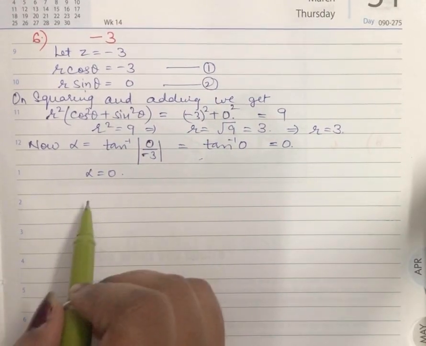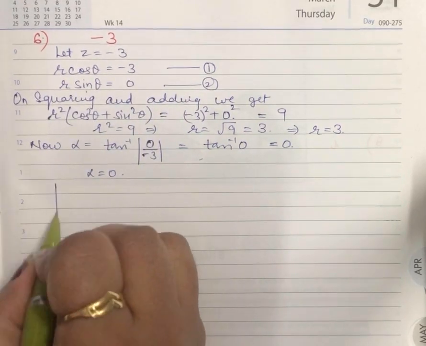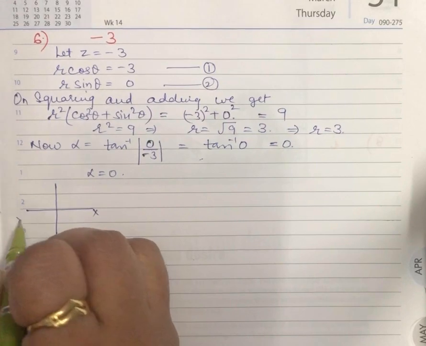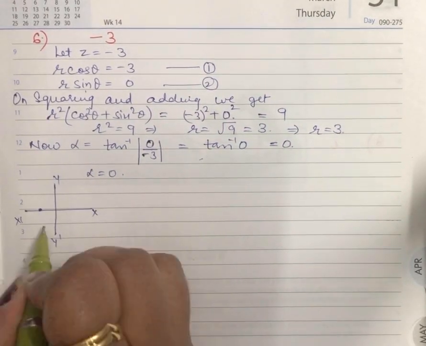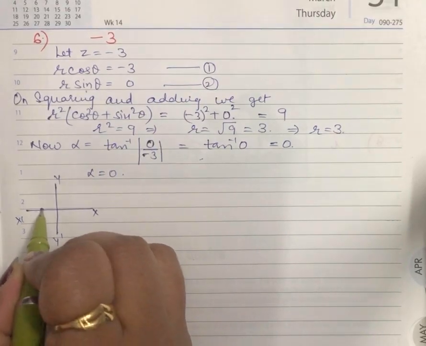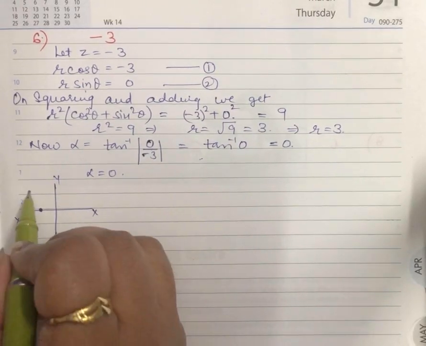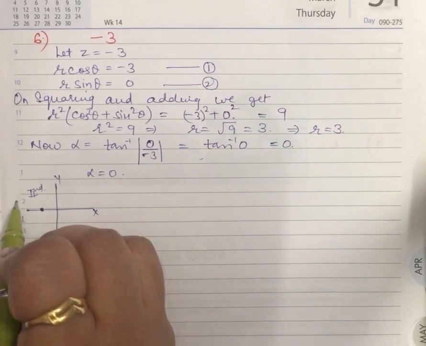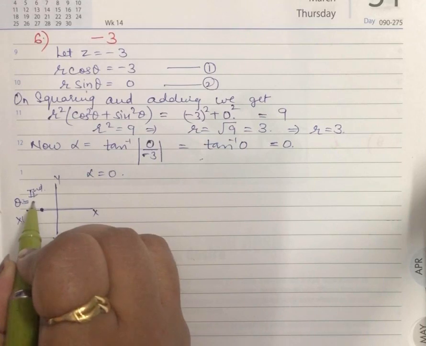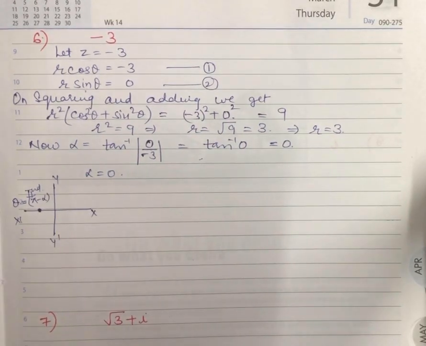Now we have to find the value of theta. Now our complex number is minus 3, which lies on the negative x-axis. Here maybe you can consider the minus 3 point. So our z lies here, that is in the second quadrant. And for the second quadrant, theta is pi minus alpha. This is our theta.